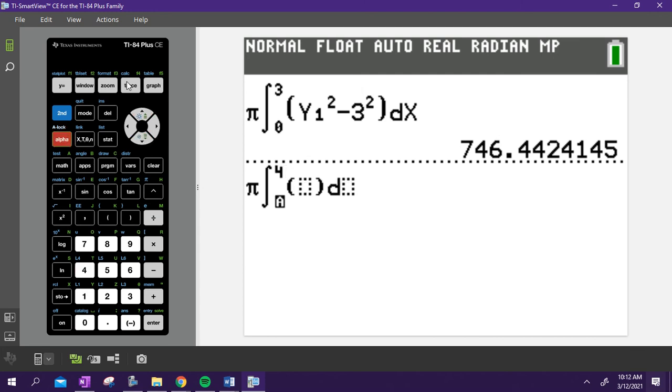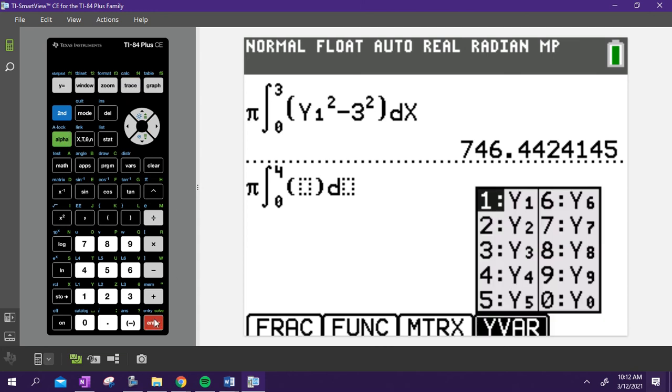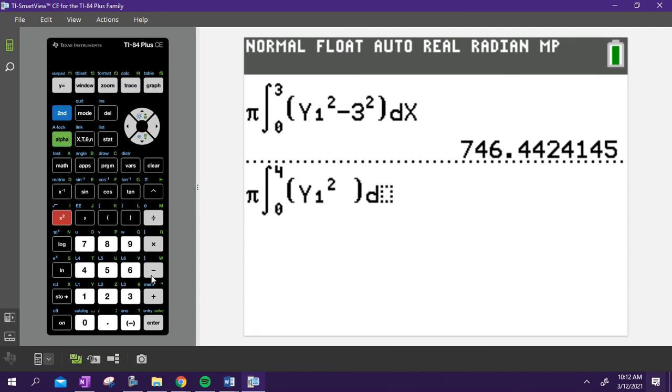We're going big R squared, so I already have that typed in. It's y1 squared. Oh, no. All right, there's that guy. Sorry. And then y1 squared minus my little r squared, which is 3 squared.